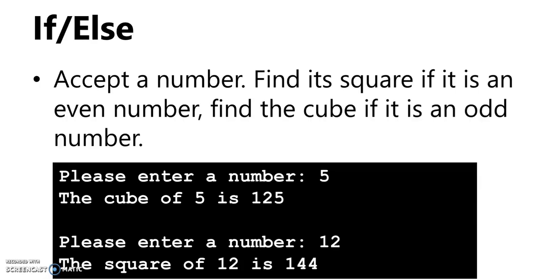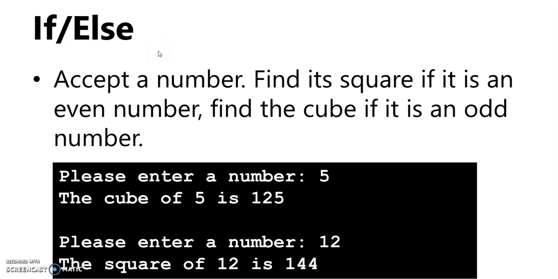The example here is: create a program that accepts a number and finds its square if it's an even number, and finds the cube if it's an odd number. Understand the question? I hope by now, by following the last video, you are able to write a program that accepts a number and does something with it. And for now, we'd like the computer to do a decision making process and only then do the processing of the number that is being entered.